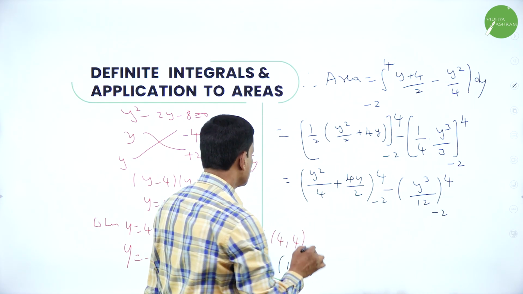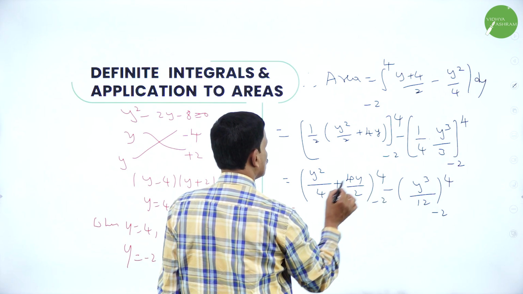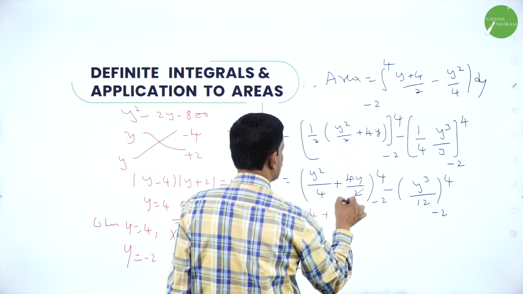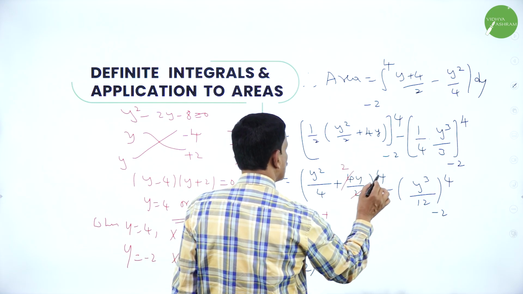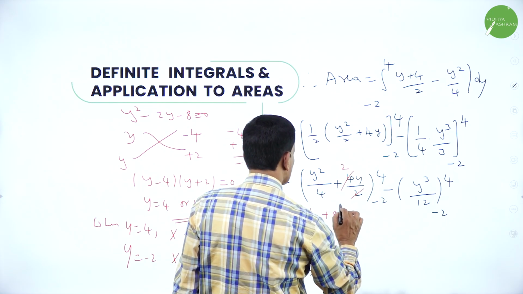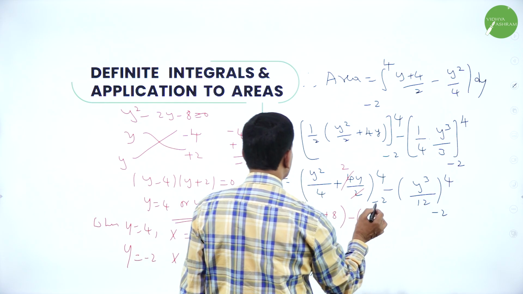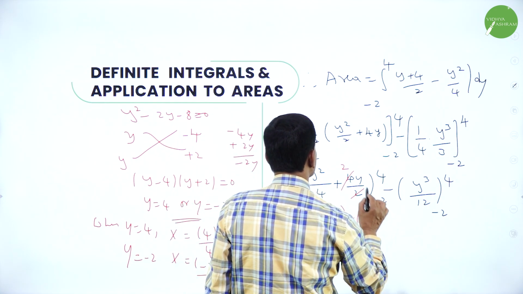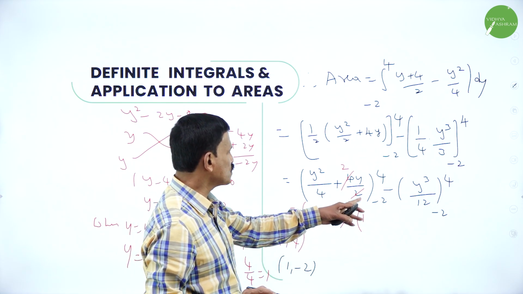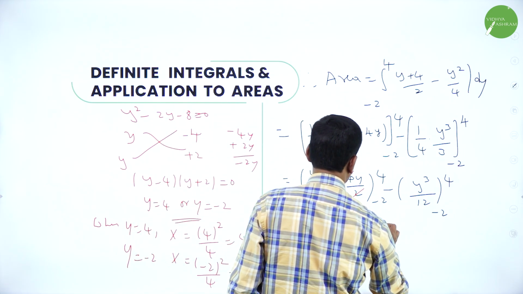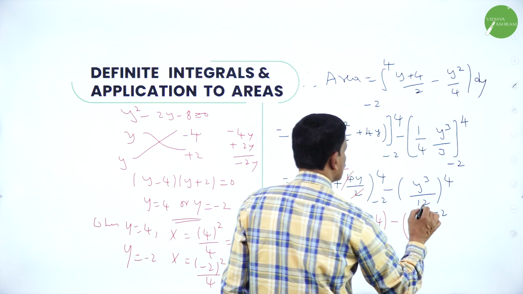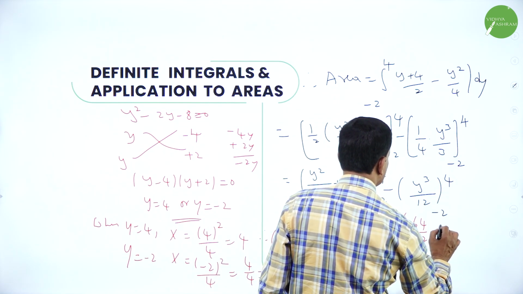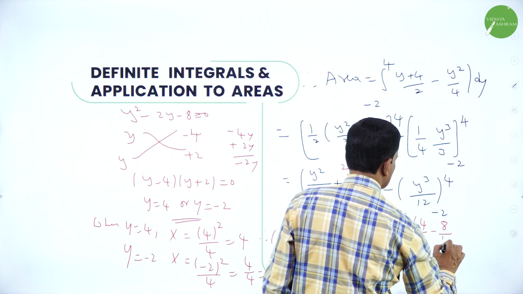So, if you simplify this, just apply the limit, the limit 4 square is 16 by 4 is 4 plus, 2 2s get cancelled. Yes, 4 into 2 is 8. This is upper limit minus lower limit. 2 square is 4. 4 by 4 is 1. Again, lower limit. What is lower limit? It is minus 2. Minus 2 into plus 2 is minus 4. Minus 4 4s are 16. 4s are 64 by 12 minus 2 2s are 4 2s are 8 by 12.